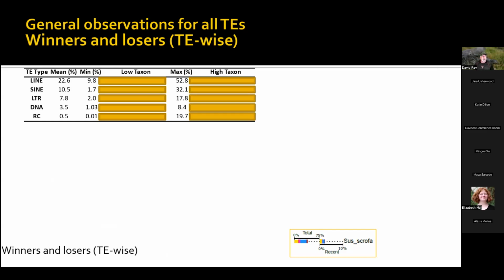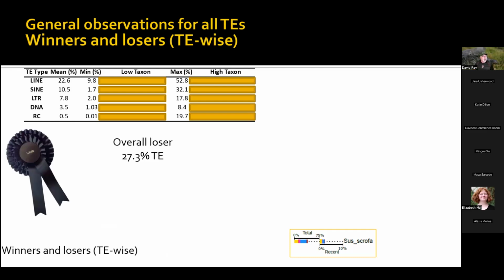So the winners and losers among mammals: who has the most TEs, who has the least TEs, who has the most of this particular type of TE, and so on and so forth. The big loser among all mammals is the star-nosed mole. It has very little transposable element content compared to other mammals, only about 27.3%. So it doesn't have a whole lot of its genome taken up by transposable elements.